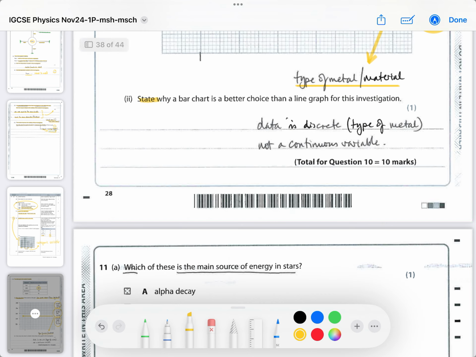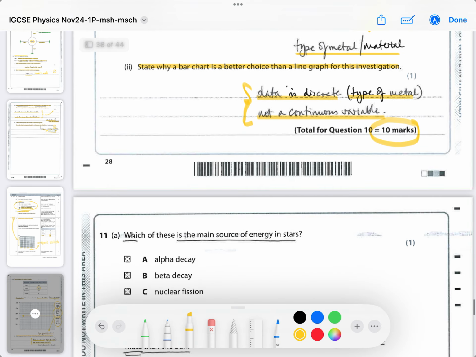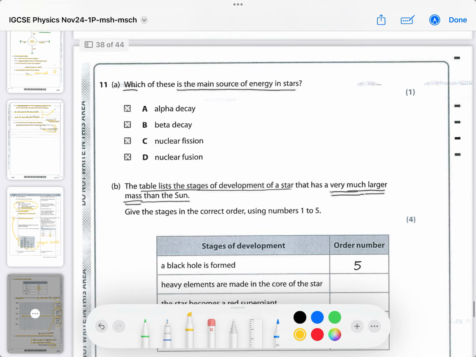State why a bar chart is better than a line graph. Well, you can't really use a line graph because the data is discrete. The type of metal is just different categories of metal, and it's not a continuous variable. I would put both of these points to make sure that the examiner knows that you understand what a discrete variable is, or a categoric variable. That's 10 marks done, and we're coming towards the end of this paper.